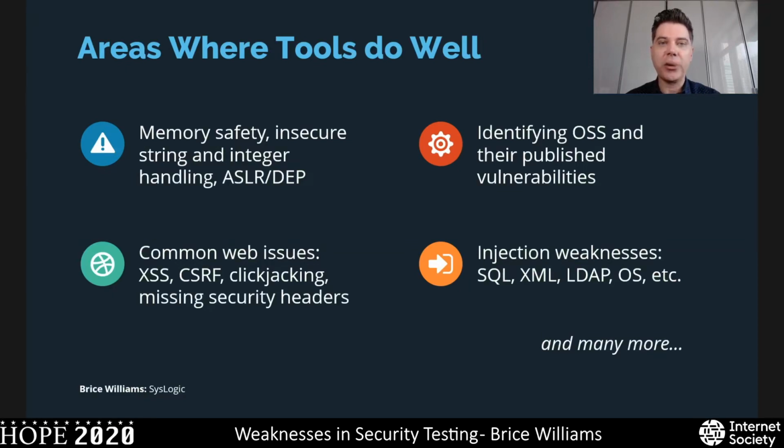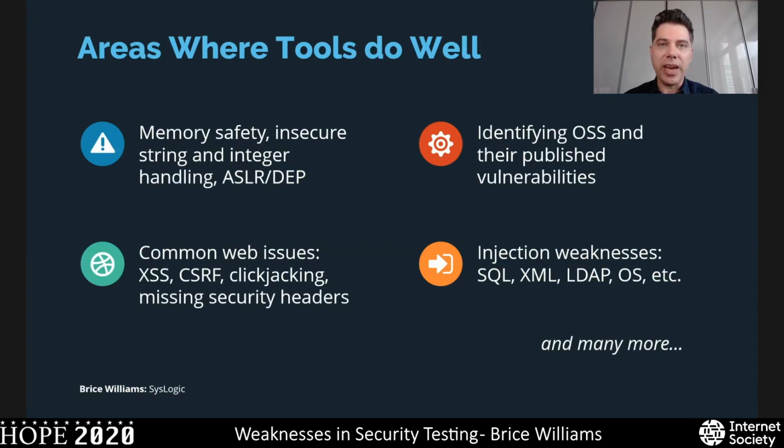Then we have injection weaknesses. SQL, XML, LDAP, OS, there's many different types of injection weaknesses. You can find these through a variety of means. A static analysis tool can often find these based on the particular language. A DAST tool is also quite useful at exercising and finding injection weaknesses if it's a web application.